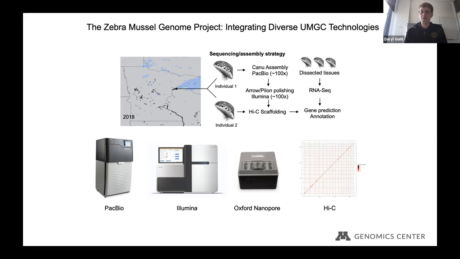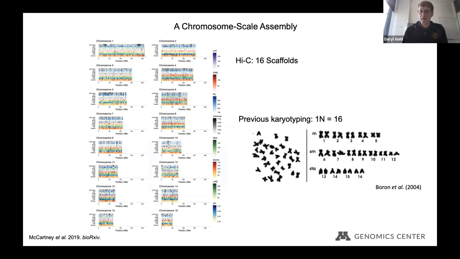So this is a summary of that genetic map of zebra mussels. It shows the 16 chromosomes or 16 genomic scaffolds that we got from the DNA sequencing. And this matched the previous karyotyping efforts where it was shown that zebra mussels had 16 chromosomes. So this gave us some confidence that we'd done a good job in assembling this genome. We had the right number of pieces.